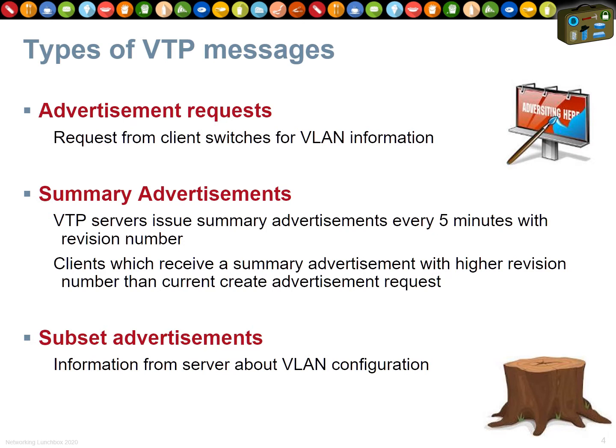VTP message types. You have an advertisement request saying, hey, I need some stuff, please tell me what you've got. You have a summary advertisement: every 5 minutes we're going to send out a message saying, guys, are you all up to date? This is the current revision number, and if you're not up to date, let me know and I'll give you the information you need. If you're one revision behind, then a subset advertisement will say, here's what's changed since the last update, so you don't have to receive the entire VLAN table if you're only one revision behind.